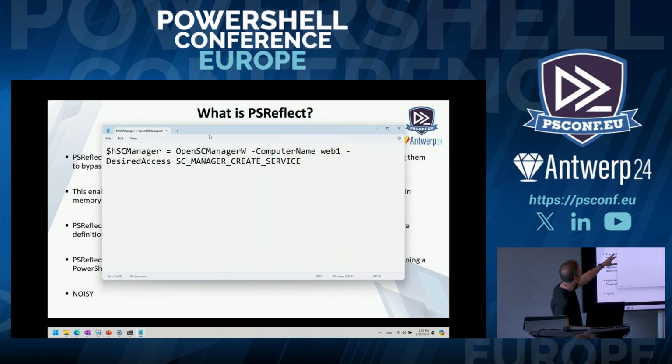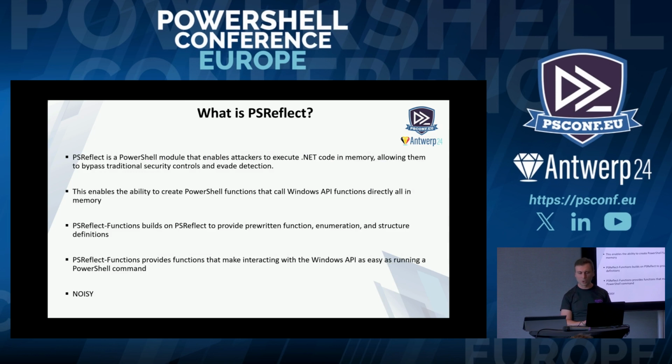So first variable, you need to open SCManagerW, specify the computer name and desired access, and then you run the next variable about CreateServiceW. So you can do it natively from PowerShell with PSReflect functions, but keep in mind it will be very noisy. That's why it's not really practical.